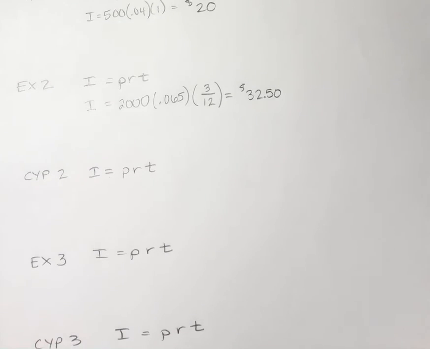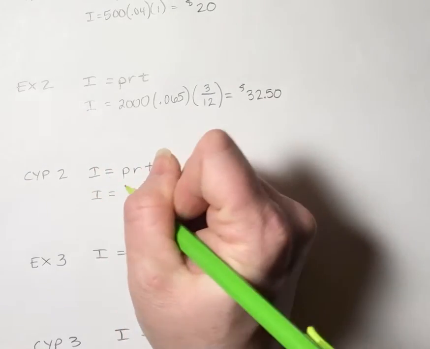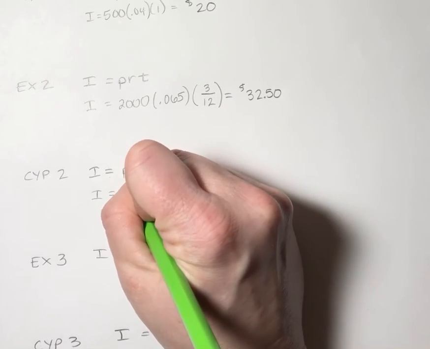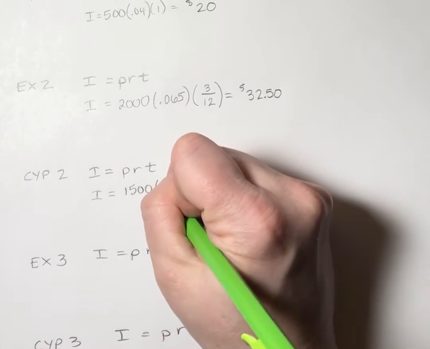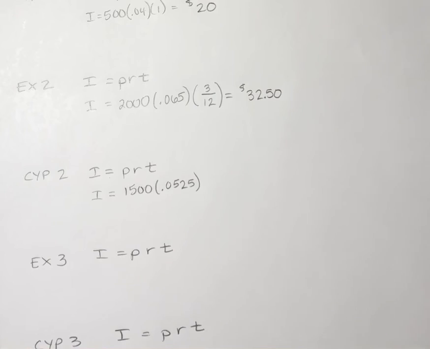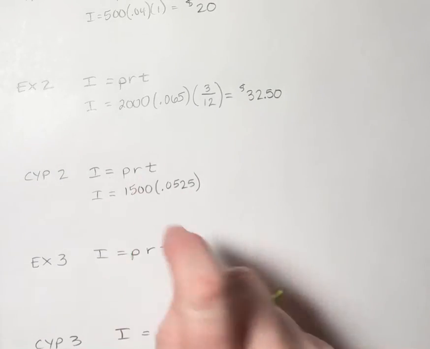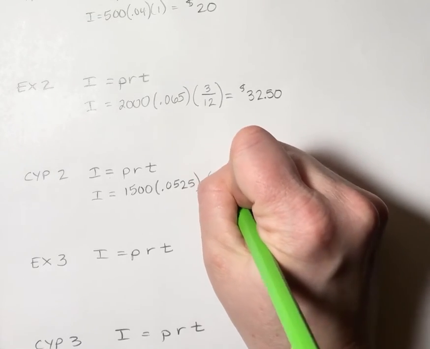Check your progress 2. Calculate the simple interest due on a 4-month loan of $1,500 if the interest rate is 5.25%. So again, my principal on this one is $1,500. My interest rate is 5.25, so 0.0525. My time is 4 months. But again, this is per year, so I have 4 out of 12.